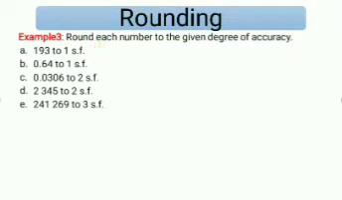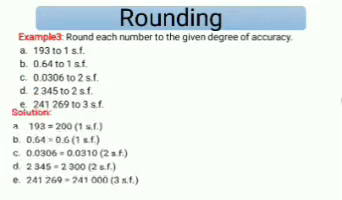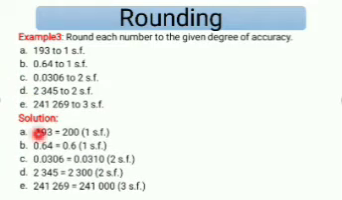Now let's look at significant figures. We are asked to change 193 to 1 significant figure. To change this to 1 significant figure, the first digit here is 1. That is the 1 significant figure. Now the digit to the right of 1 is what? It is 9. So that means we are going to increase this 1, because 9 is greater than 5.